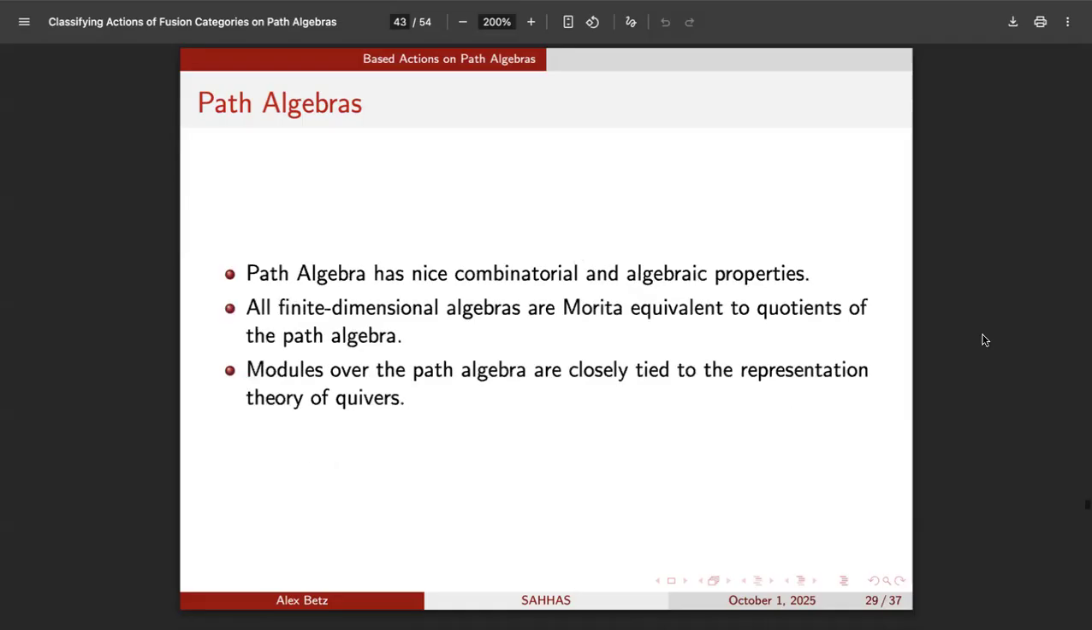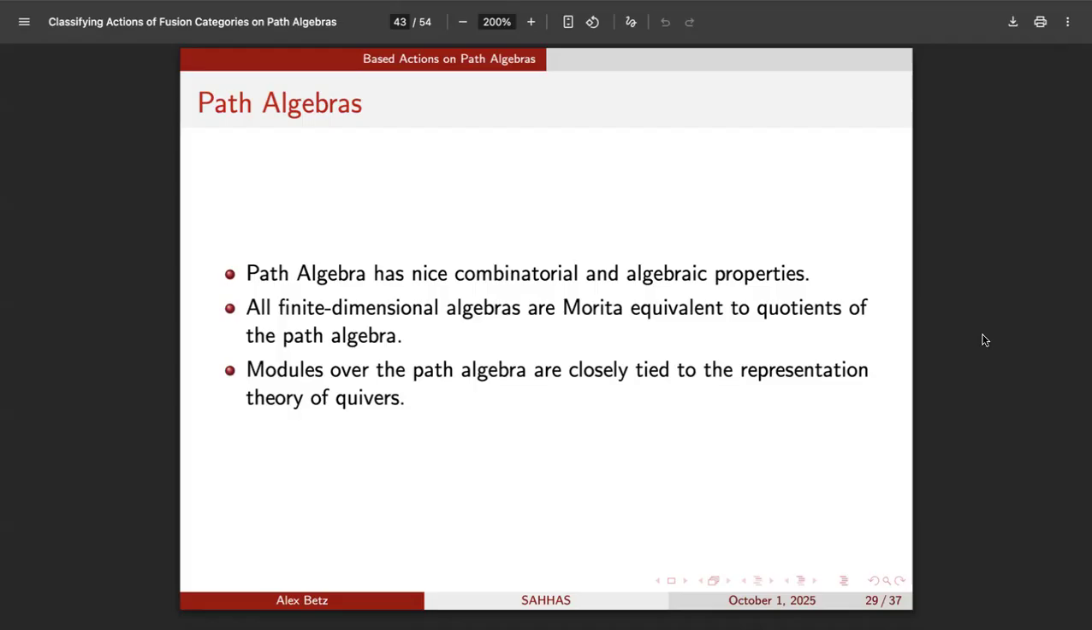So not too bad. Why study the path algebra? The absolute dream of this program is that all finite dimensional algebras are Morita equivalent to quotients of the path algebra. Morita equivalent just means that they have the same representation categories or module categories. The dream here is, as we'll see in a minute, to produce a bunch of monoidal functors into the path algebra or bimodules of the path algebra. If I can figure out when these descend to the quotients, then you start to build actions of fusion categories on all finite dimensional associative algebras up to Morita equivalence.